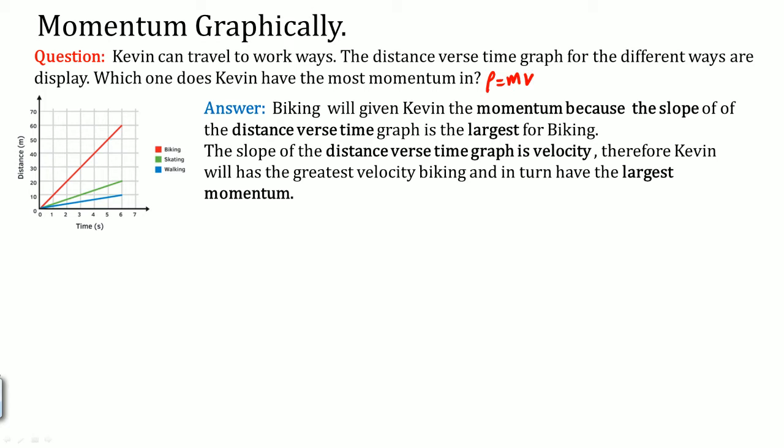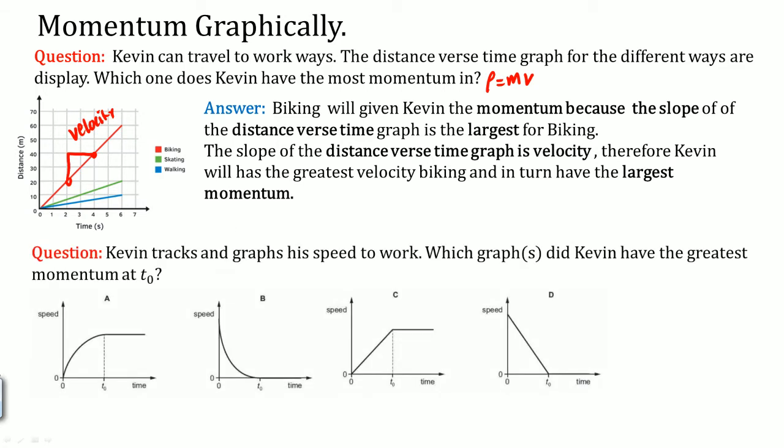So biking will give Kevin the largest momentum because the slope of the distance versus time graph is larger for biking. So here you would say that the slope here is the largest one, so it has the greatest velocity. That's the slope. The slope of the distance versus time graph is velocity. Therefore, Kevin will have the greatest velocity biking and in turn will have the largest momentum. So the greater the slope of the distance versus time graph, the greater the velocity. Greater velocity means greater momentum, in this case because Kevin's mass is the same in all three scenarios.